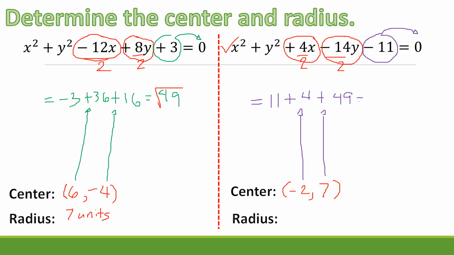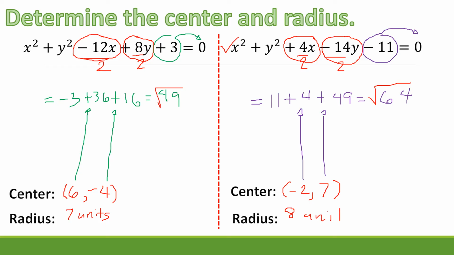Then we add all of these numbers. So 11 plus 4 plus 49, this gives us 64. Then the next thing, before we put that to our radius, we need to get the square root of it. So the square root of 64 is 8. So therefore, the radius is said to be 8 units.